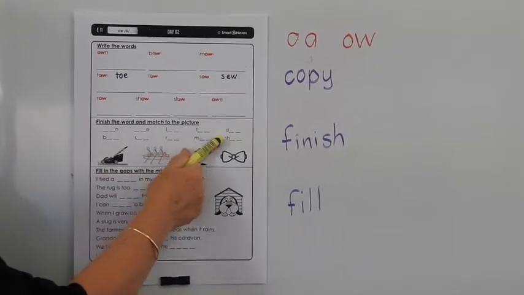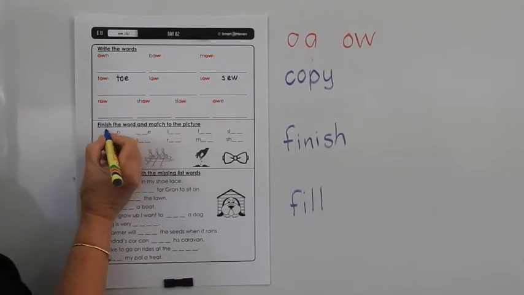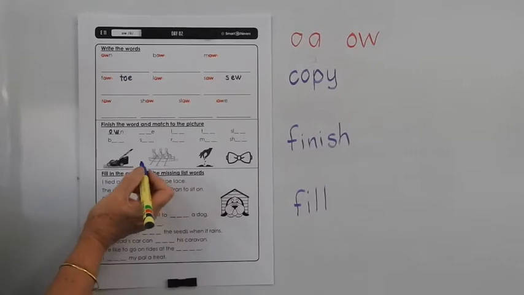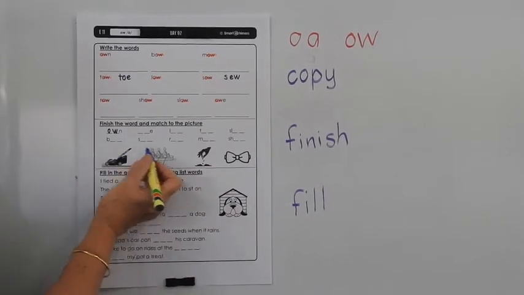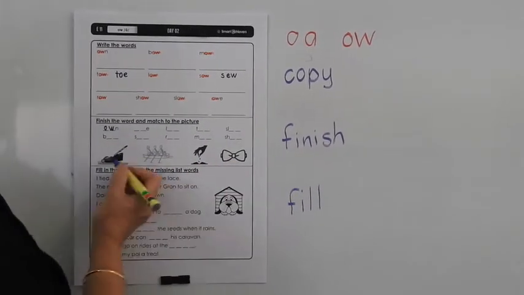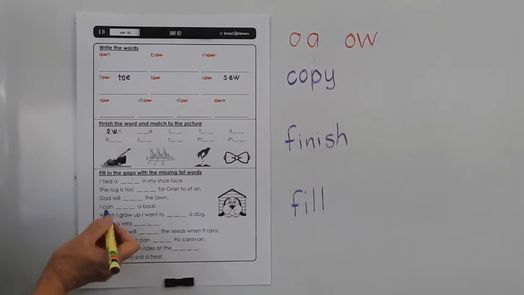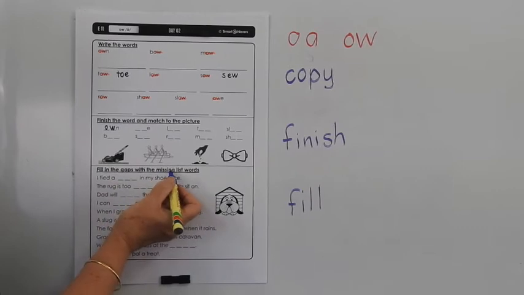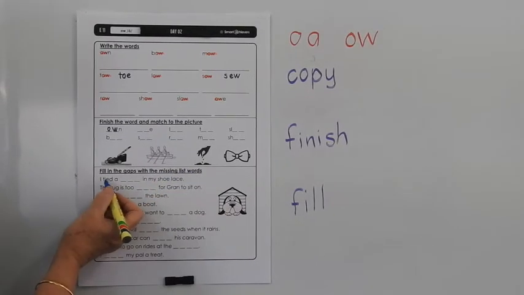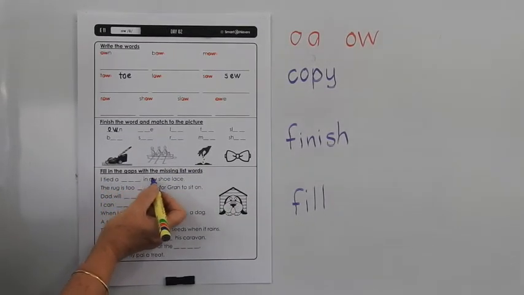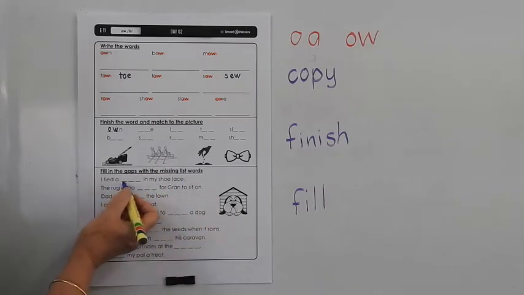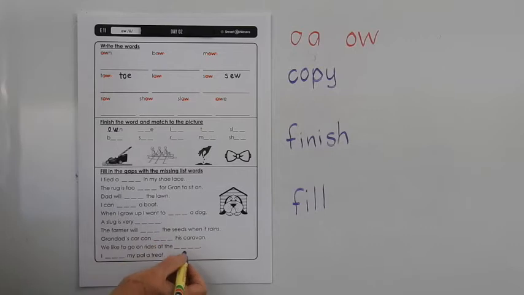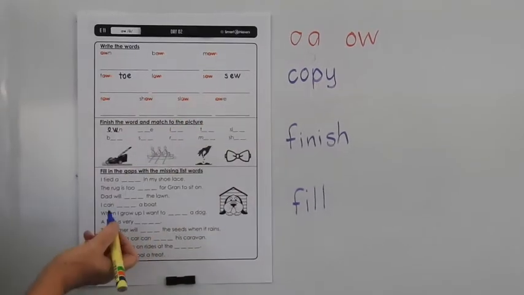All you have to do here is finish off the word, so you're just going to put the OW in each of those words and then link it to the picture. Four of those words will have a picture with them. Down here, you have to fill in the gaps with the missing list words. So, I tied something in my shoelace. I tied a bow in my shoelace. We've given you the number of letters in each word, so that might help you choose the correct word from the top.